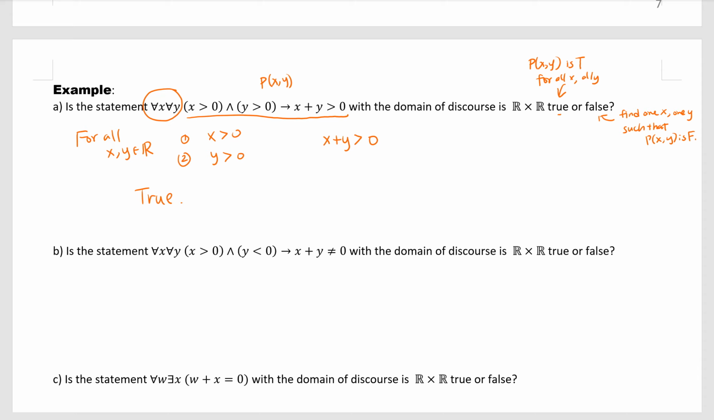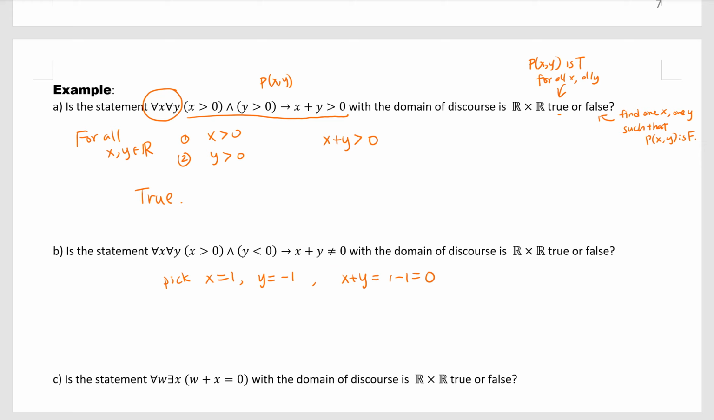If we want to show it's true, we have to show this works for all x and all y. If we want to show it's false, then we need to just find an x value and a y value such that this is false. This is false means we want to find an x and y such that x plus y equals 0. Well, we can pick x to be 1. 1 is a real number. And we can pick y equals minus 1. Then x plus y is 1 minus 1, which is 0.